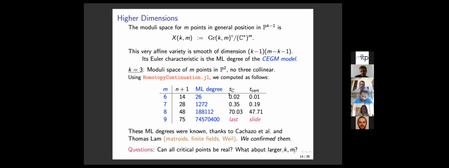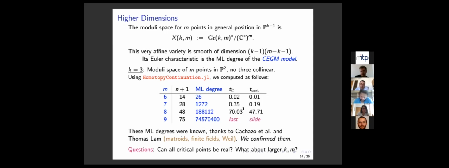Now, the first 3 we verified using the same methodology as in the paper with Simon. And again, it was relatively fast. So the 188,000 takes about 70 minutes to find the complex solutions. And then the certification step is even faster, so it's in a range of 2 minutes.